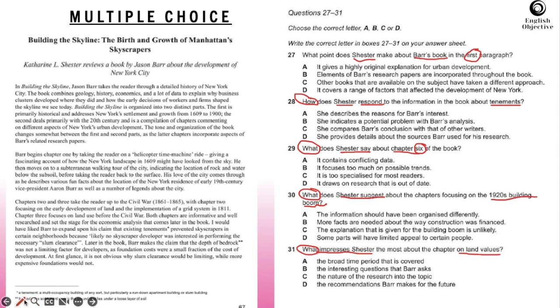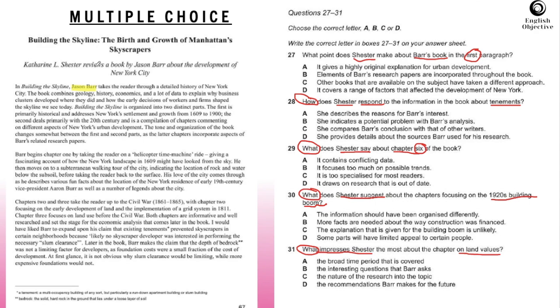So I'm going to read the first paragraph very carefully and very slowly. And if I do that well enough, I would be able to then see the options and the correct option would stand out. So let's read the whole thing. In Building the Skyline, Jason Barr, so that's one of my keywords, takes the reader through a detailed history of New York City. The book combines geology, history, economics, and a lot of data to explain why business clusters developed where they did and how the early decisions of workers and firms shaped the skyline we see today.